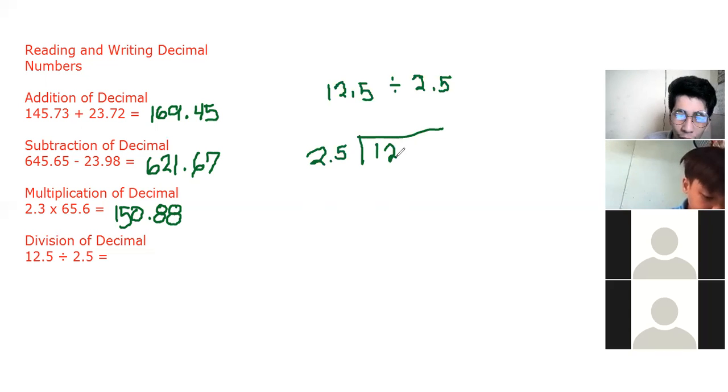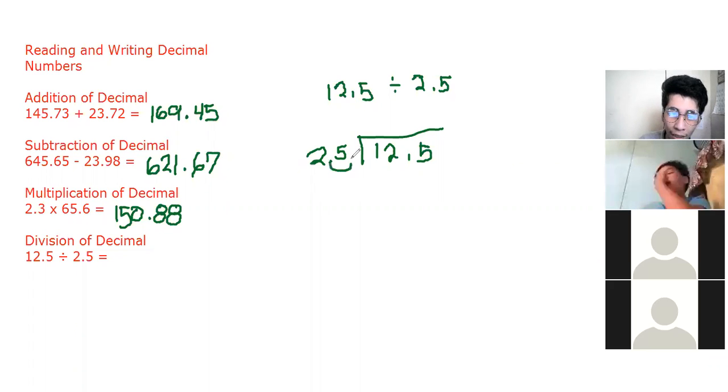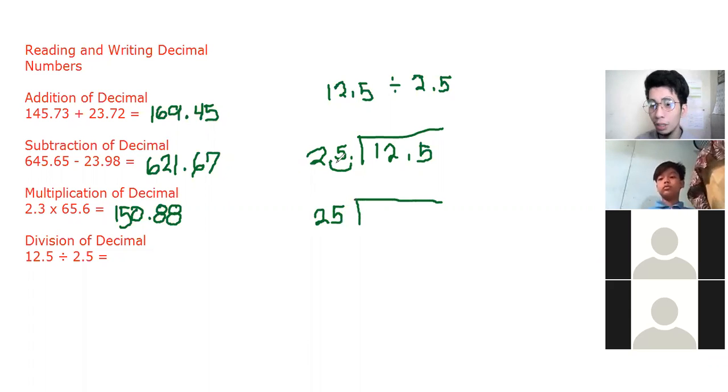So, ano napapansin natin? We have decimal on our divisor. So, we need to move the decimal in our divisor to the right. So, from this 2.5, it will become 25 na lang. Diba? Then, syempre, kung nag-move tayo sa divisor, mag-move din tayo sa dividend. From 12.5, move tayo ng isang decimal papunta sa dulo, to the right. Magiging 125 na siya. Okay?